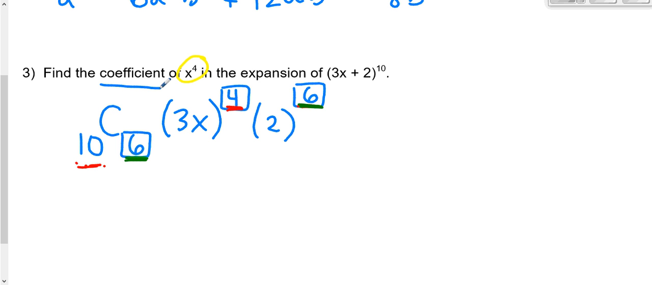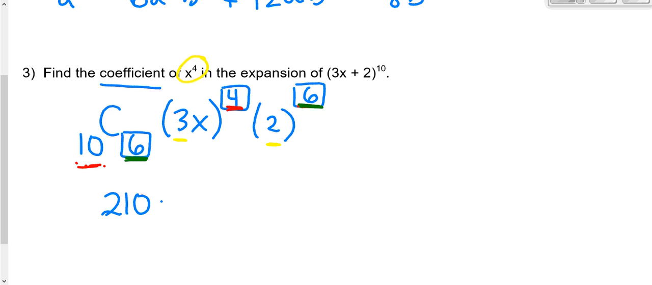So the first thing we find is 10 choose 6. Let's see here, get my calculator. I have alpha window, number 8 is my combination shortcut. 10 choose 6 is 210. But 210 is not the answer to the question because we're going to get more coefficient from the 3 to the 4th and from the 2 to the 6th.